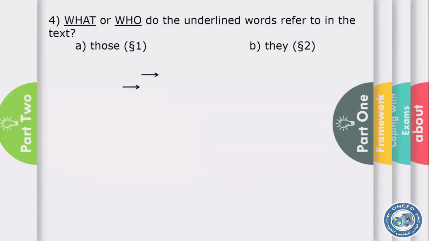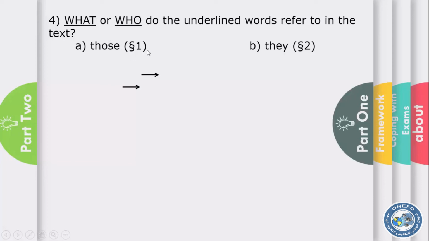So the next question is the most famous one of them. You will practically always find this type of question in your national exams or your school exams. For what or who do the underlined words refer to in the text? This question means that we are going to work out pronoun references. As you can see, you have two words, those and they, and you need to find out what or who they refer to in the text.